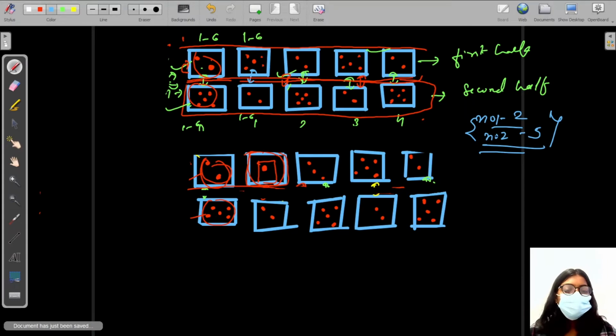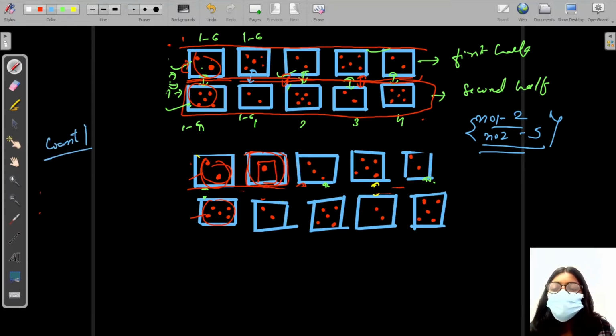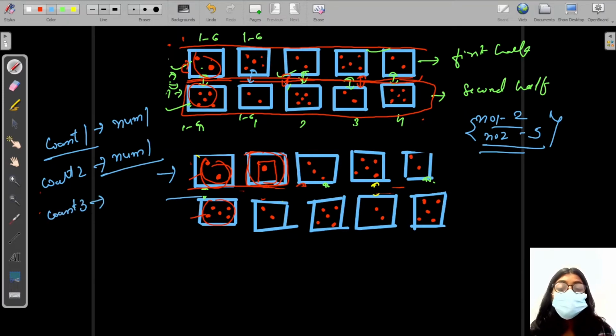My number 1 is 2, my number 2 is 5. I will be having 4 counts here. Count 1 is the number of rotations that I will be needing to make my top half to be number 1. Count 2 is the number of rotations if I want to make my bottom half to contain number 1, that is 2. Alright, count 3 is the number of rotations that I will be needing to make my top half to be number 2, and count 4 will be the number of rotations that I will be needing to make my bottom half to contain number 2.